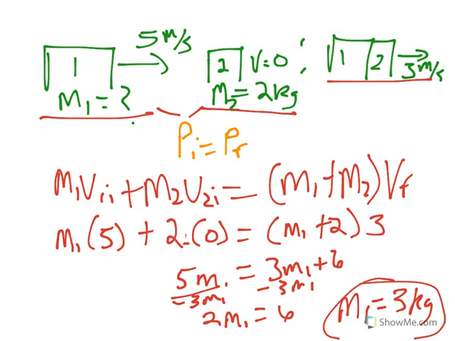Now just to check if that worked, let's plug it back in up here and see if it works. 3 times 5 is 15, and 3 plus 2 is 5, times 3 is 15. So it worked out. Everything worked out good. Momentum initially equaled momentum finally. Inelastic collisions. This is also how you would work out how to find the mass if you didn't have the mass. Okay?